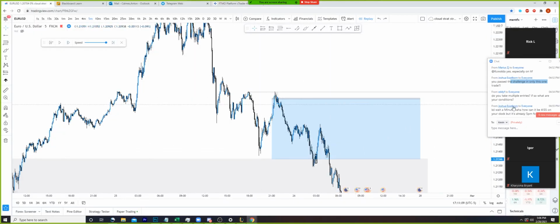Do you take multiple entries? If so, what are your conditions? We'll talk about conditions again maybe next week or something, but again, it was everything that I just showed you here. The conditions are that I want to see a supply or demand zone, I want to see it be hit, I want to see confirmation within it, and then I either want to see more confirmation or I want to enter. Right, that's it.